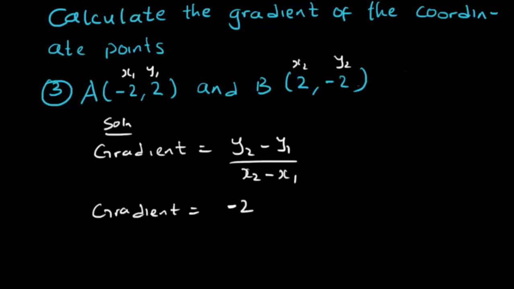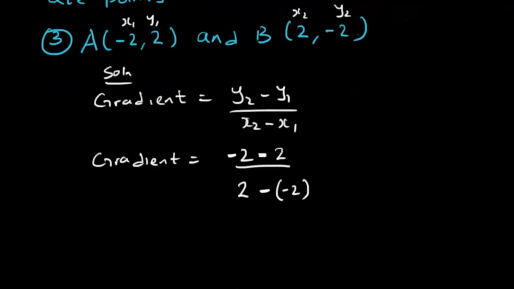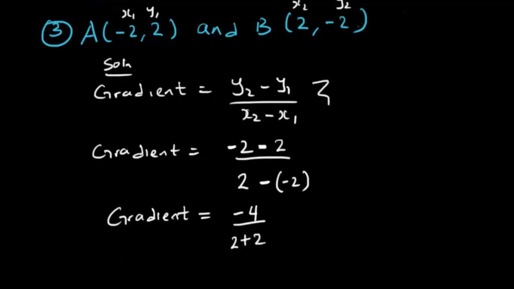Minus 2 minus our y1, which is 2, all over our x2, which is 2, minus our x1, which is minus 2. So I have to put it in brackets. Is that clear? So we have gradient equals minus 2 minus 2 is minus 4, all over... this would give me 2, minus times minus is plus, so I have 2 plus 2, 4. Let me solve the remaining here.